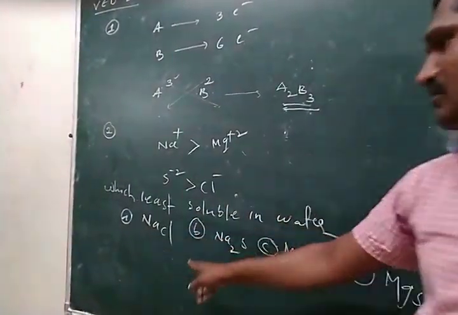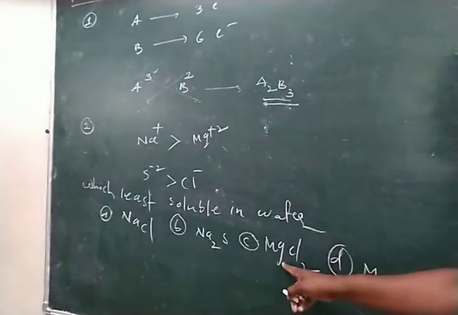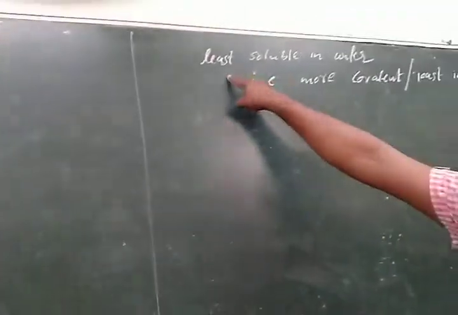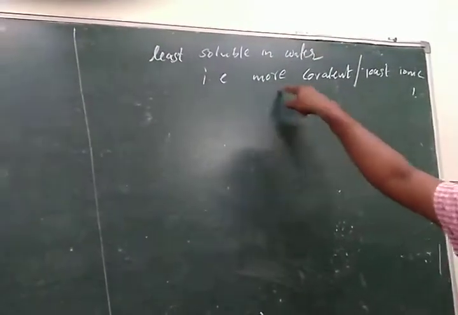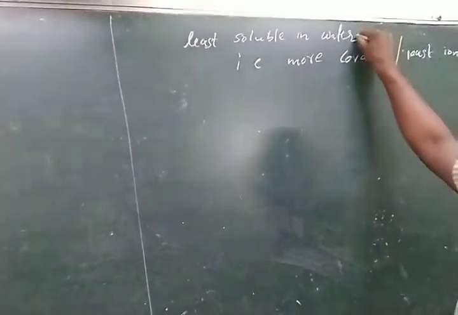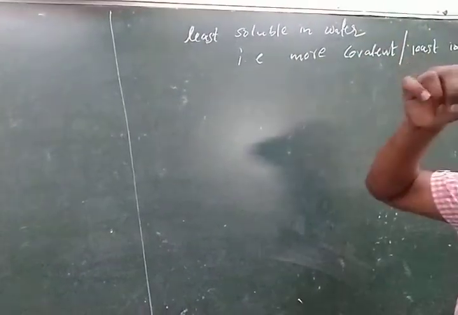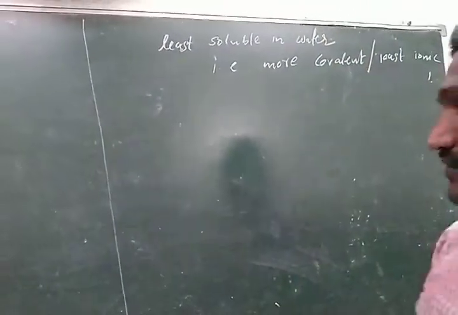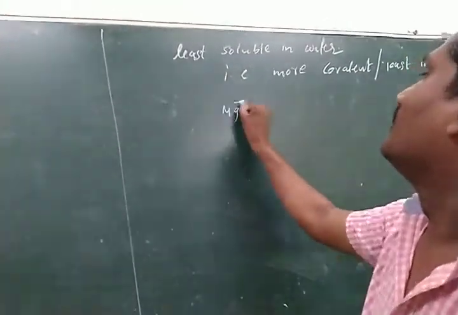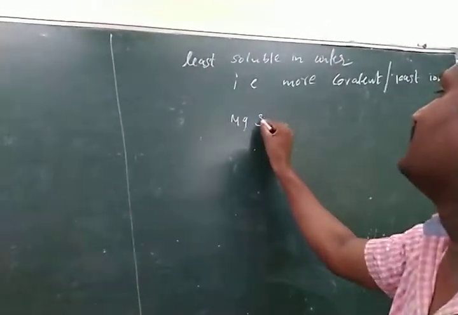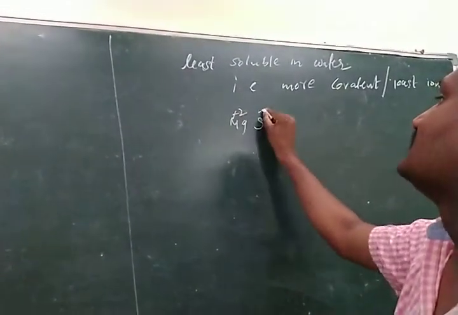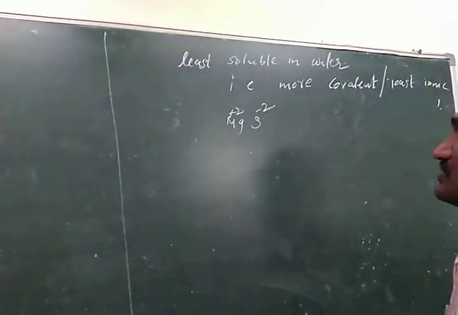Option A sodium chloride, B sodium sulfide, C magnesium chloride and D magnesium sulfide. Now least soluble in water means that it is more covalent or least ionic, because water is polar. So ionic compounds are more soluble in water. So among the given options, magnesium sulfide: here magnesium is plus 2, sulfur is minus 2.